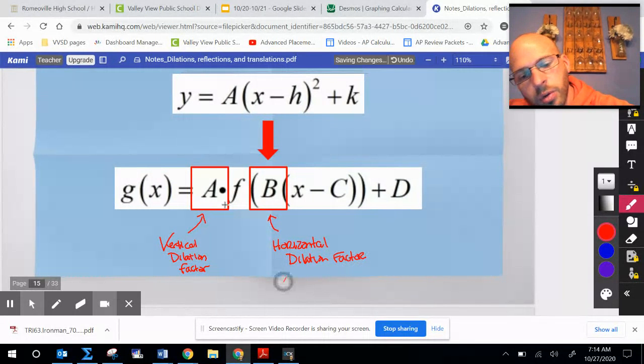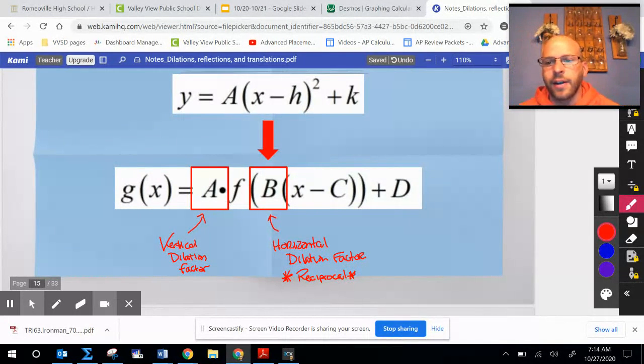Now, one thing to note, and I'll bring this up again, when we do horizontal dilation factors, we always need to use the reciprocal. I don't know if you remember the word reciprocal, but that's when I take a fraction and I flip it upside down. So I'm always going to use the reciprocal of the number inside. You cannot do a horizontal dilation without doing the reciprocal.